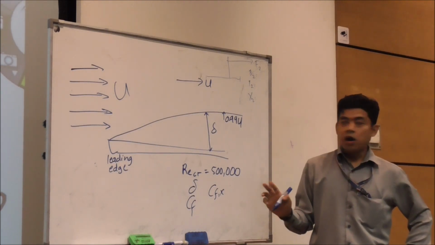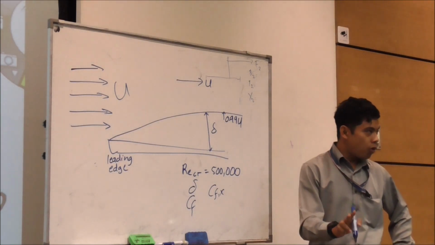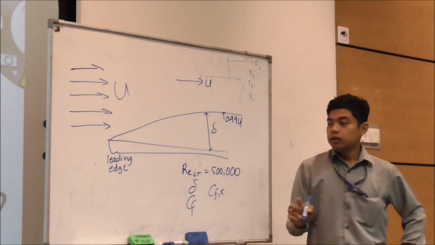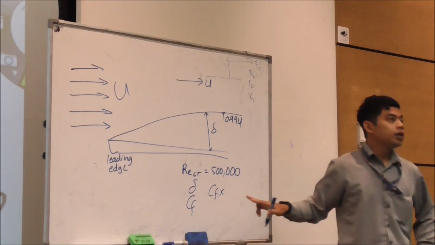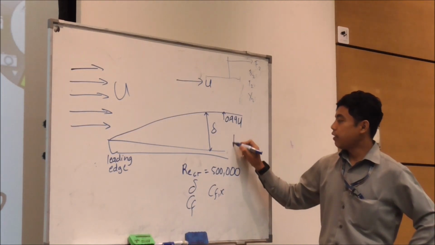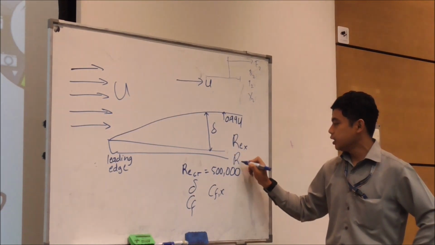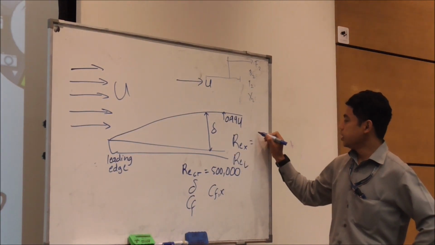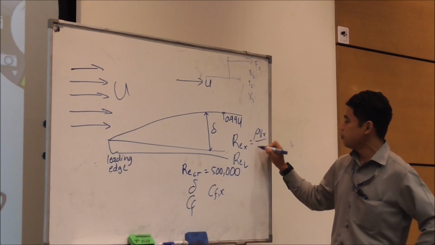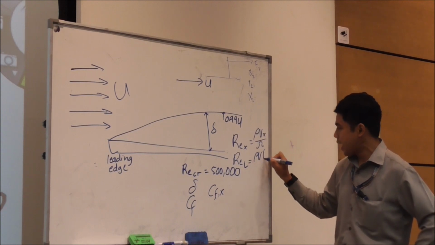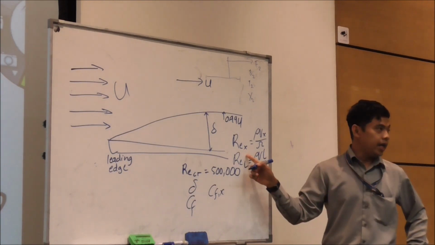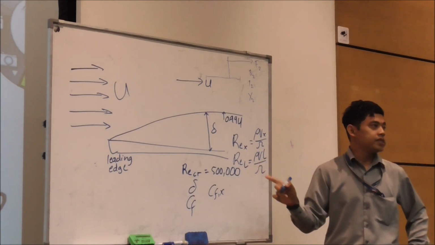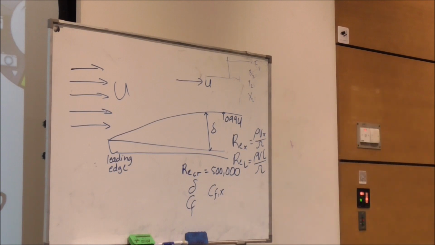When I ask you about the power, about the friction force, usually it is about overall. But if I ask you some specific point, you need to use the local. Okay, and you have REX and REL. The only difference is this one is rho U x over mu, this one is rho U L over mu. Okay, when I ask you the point at the end, then this one and this one will have the same value. Okay, so that's what we have learned in the previous lecture.